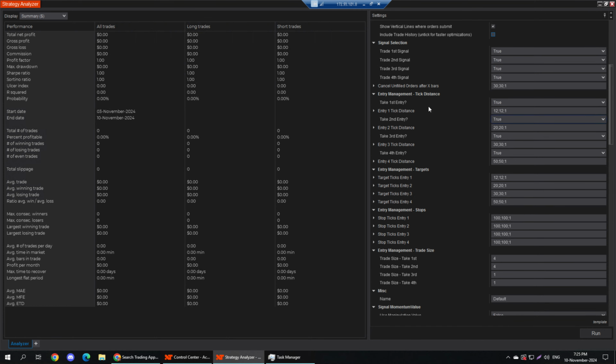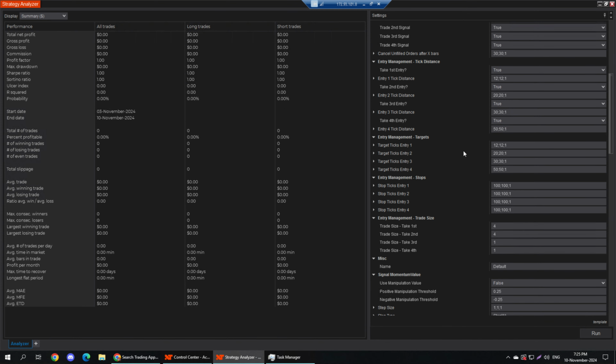Okay, then we've got our entries. When a signal submits an entry order, it will put in a limit order a certain distance away from where the signal generated. Over here, we've got a tick distance of 12. The second one is a tick distance of 20. The third one is a tick distance of 30. The fourth one is a tick distance of 50. That is the distance in ticks away from where the signal generated.